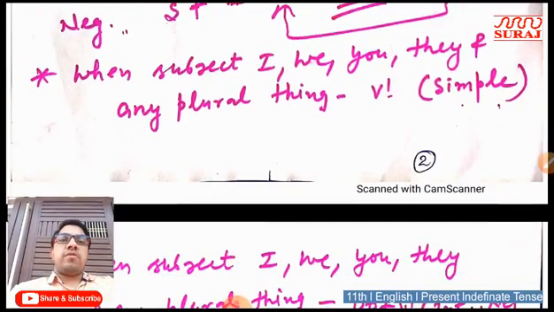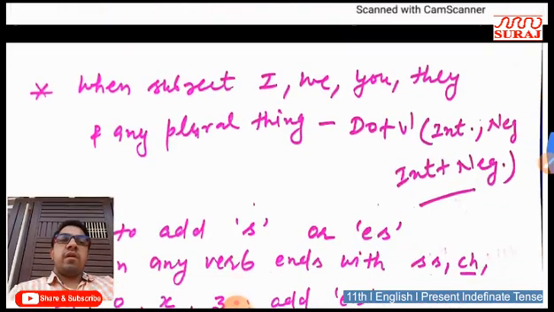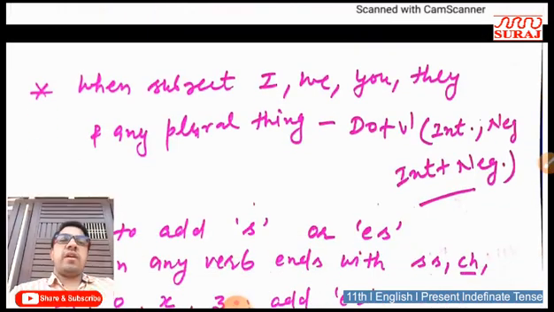After that I taught you that when the subject is I, we, you, they, in simple sentence we should use first form of verb. When the subject is I, we, you, they, any plural thing, we should use do along with first form of verb in interrogative, negative, interrogative plus negative sentence.